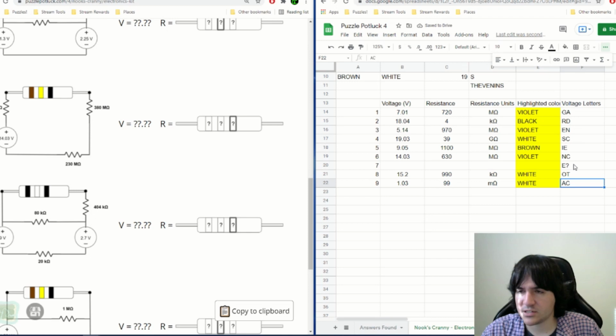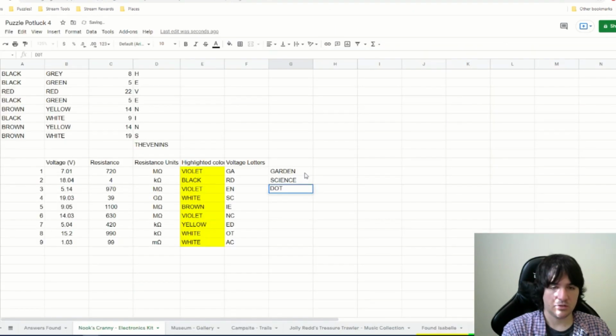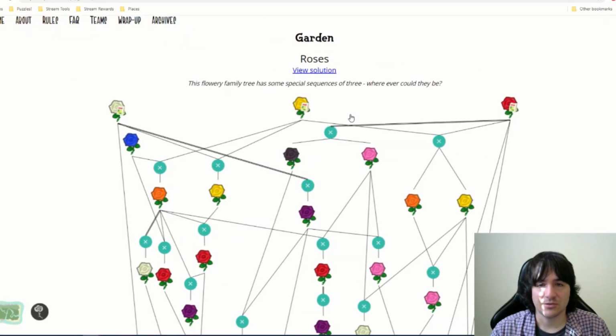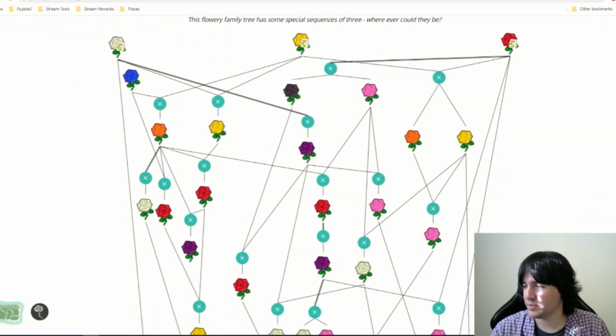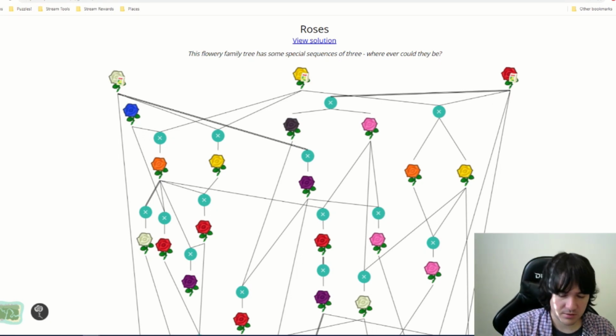Garden, science, something. Science dot ack. Dot ack. Tack? So what does that mean for this puzzle? I'm assuming it goes to this puzzle. Science dot AC? Dot ack. So is it a website?